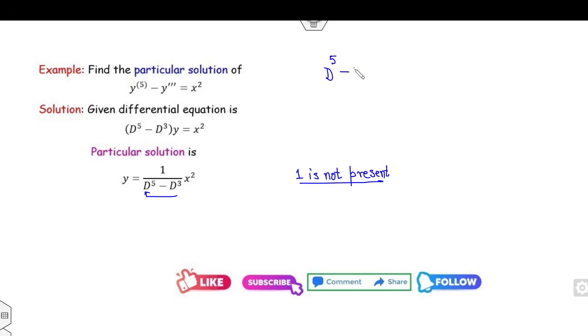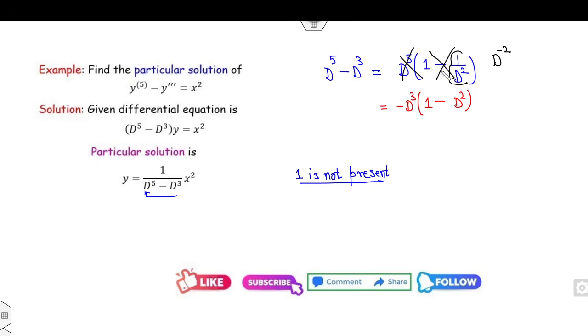There are two ways you can do that. Firstly, if you consider d raised to power 5 as common, then it will be 1 over 1 minus d to the power minus 2. The second way is you can consider minus d cube as common, then it is 1 minus d square. Now which one is the accurate way? What is the meaning of this? The degree is minus 2, so you can avoid this case.